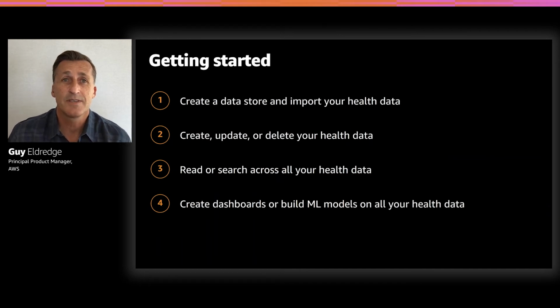Now that we've gone through the fundamentals of how it works, we're going to go through step-by-step how to get started. So step 1 is going to go through creating a data store and importing your data. And step 2 will manage your create, update, and delete APIs. Step 3 will go through reading data and then searching across all of your data. And then step 4, we're going to go through creating dashboards and building machine learning models.